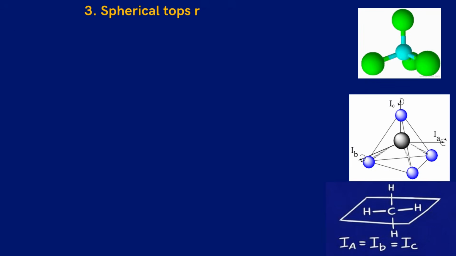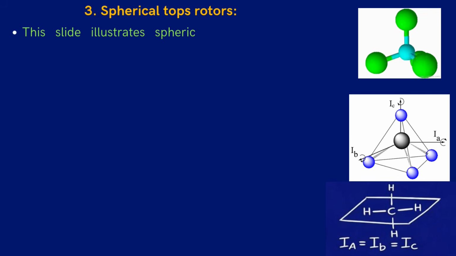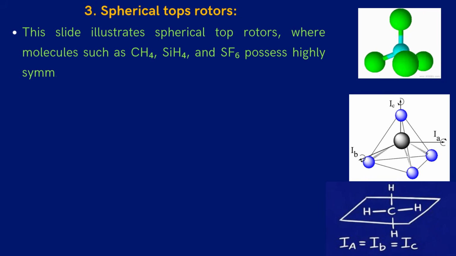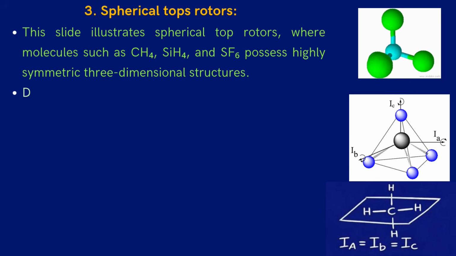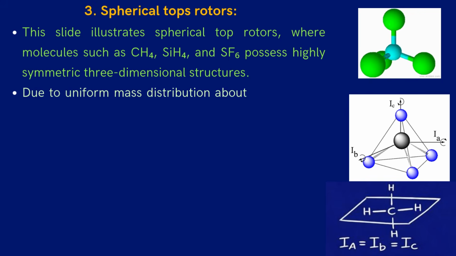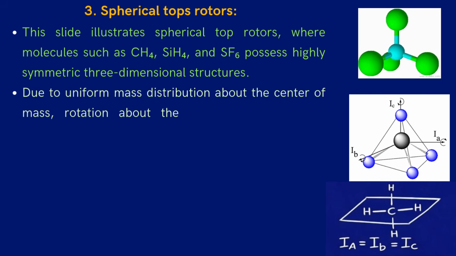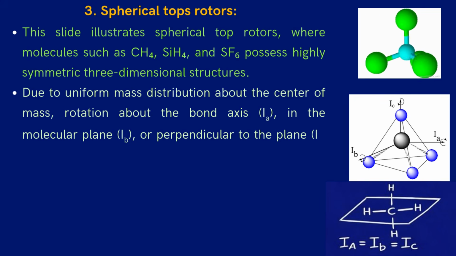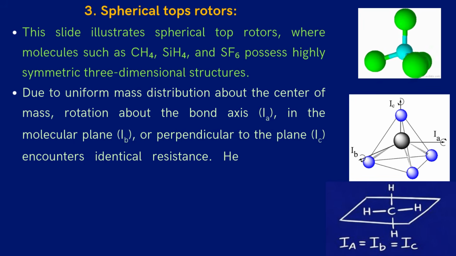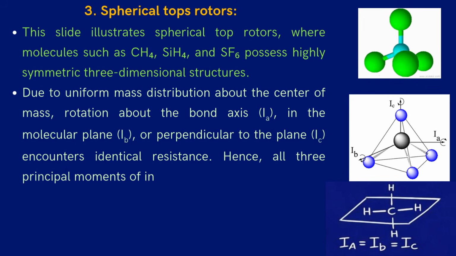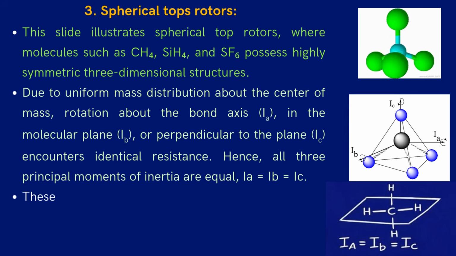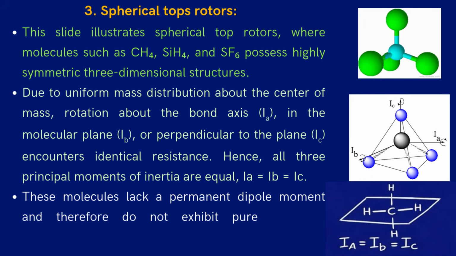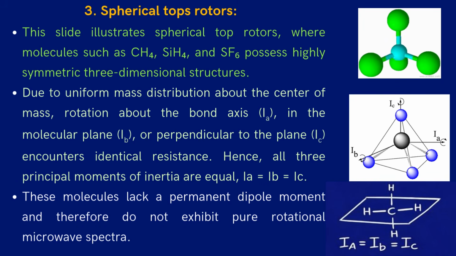This slide illustrates spherical top rotors, where molecules such as methane, silicon tetrafluoride, and sulfur hexafluoride possess highly symmetric three-dimensional structures. Due to uniform mass distribution about the center of mass, rotation about the bond axis, Ia, in the molecular plane, Ib, or perpendicular to the plane, Ic, encounters identical resistance. Hence, all three principal moments of inertia are equal, Ia equal to Ib equal to Ic. These molecules lack a permanent dipole moment and therefore do not exhibit pure rotational microwave spectra.